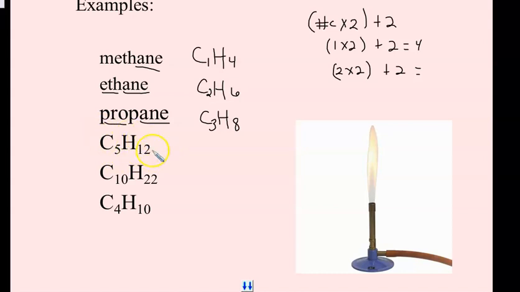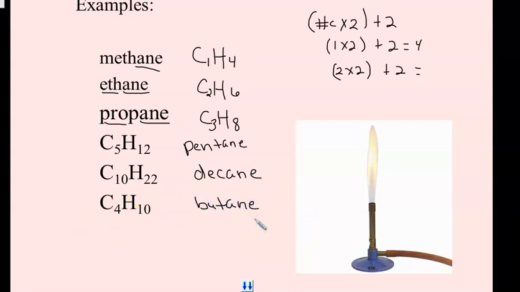This one is named by the number of carbons, not by the number of hydrogens. The ane part is the number of hydrogens. Can you see that's times 2 plus 2? Because times 2 would be 10 plus 2 would be 12. So this is 5, pent, so this is pentane. 10 is dec, like a decade, and so this is decane. And 4 is bute, not but, and so this is butane, like a butane lighter.